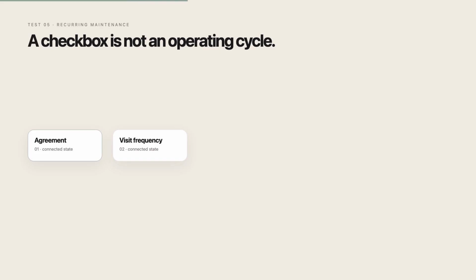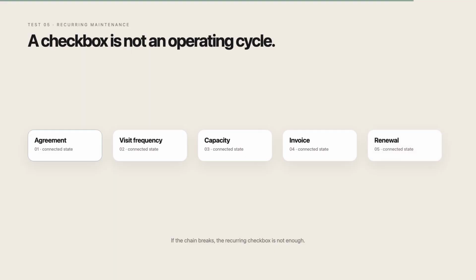Fifth is recurring maintenance. If you sell seasonal tune-ups, maintenance agreements, or agreements that have membership plans to them, then you need to test how the agreement, visit frequency, technician capacity, reminder, invoice, and renewal actually connect.